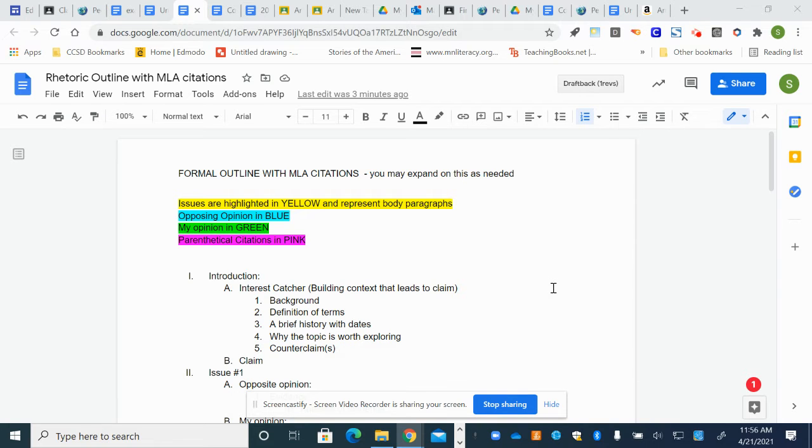I am introducing you to the formal outline with MLA citations. You may expand on this as needed. You'll see what I mean in a minute.